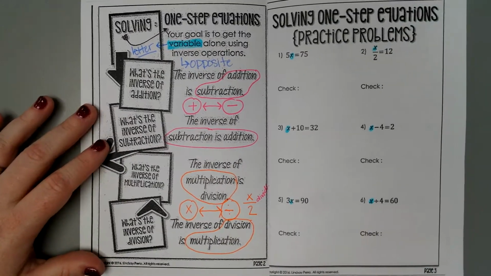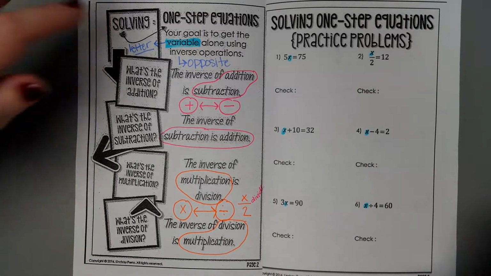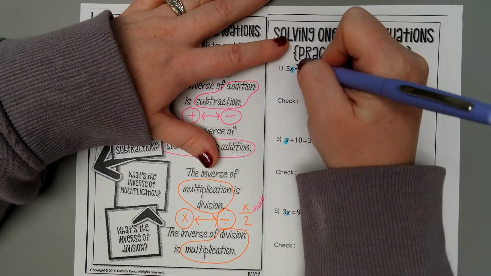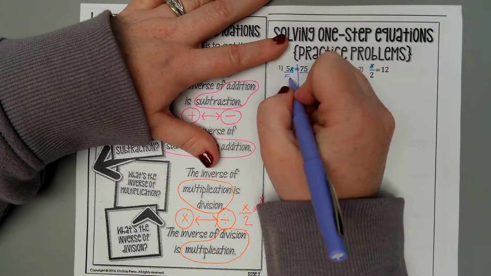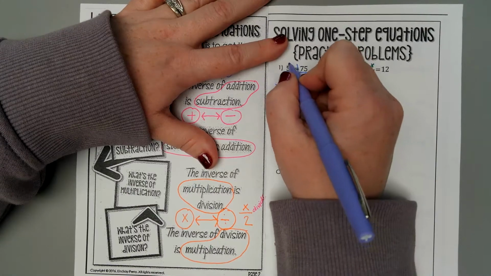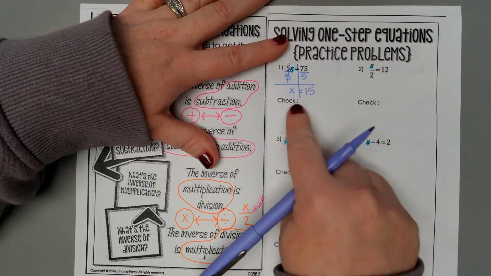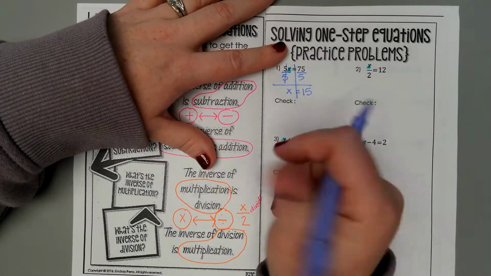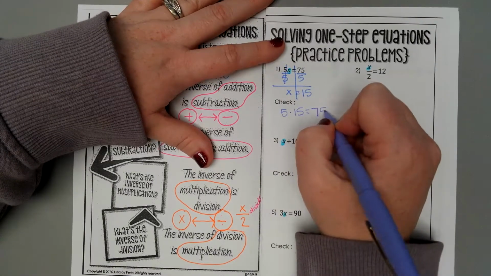So I'll do this first page, and then most classes did the other 2 pages alone or with a partner. Number 1 says 5x equals 75. Well, this is actually saying 5 times x. What's the opposite of multiplying by 5? Well, it would be dividing, or the inverse, leaving us with x equals 75 divided by 5, which is 15. And then we have check. Check is where we plug our x value in. So instead of having 5 times x, we have 5 times 15. Put it on a calculator, you get 75. So that means it checks out.